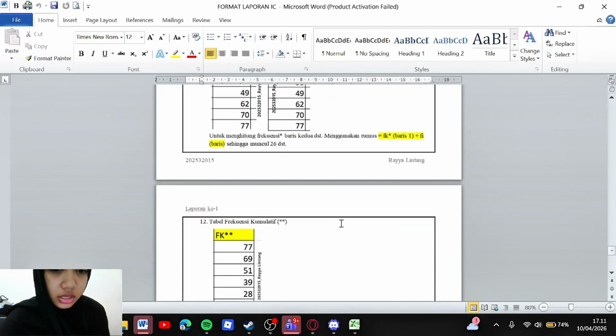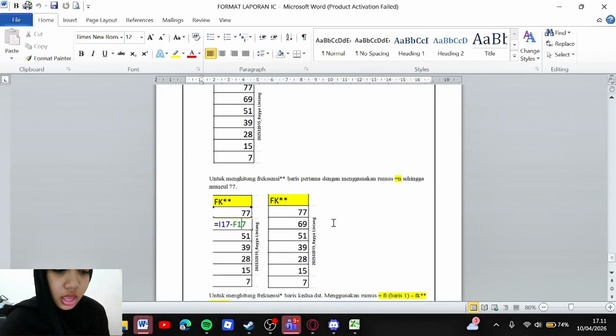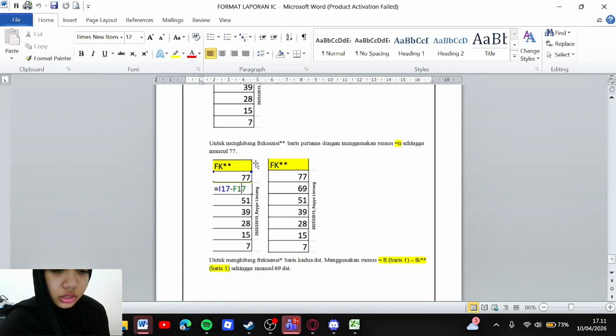And the next step is calculating the greater than cumulative frequency by subtracting the cumulative value from the total number of data. The formula is written as total data minus previous cumulative frequency equals the greater than cumulative frequency, or n minus fk equals cumulative frequency. This table shows the cumulative total from the highest class to the lowest class.